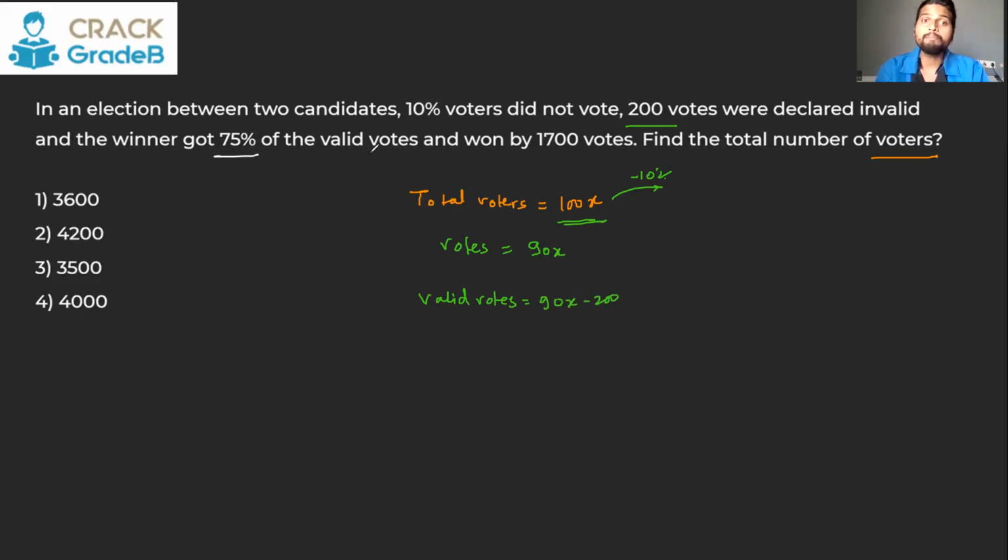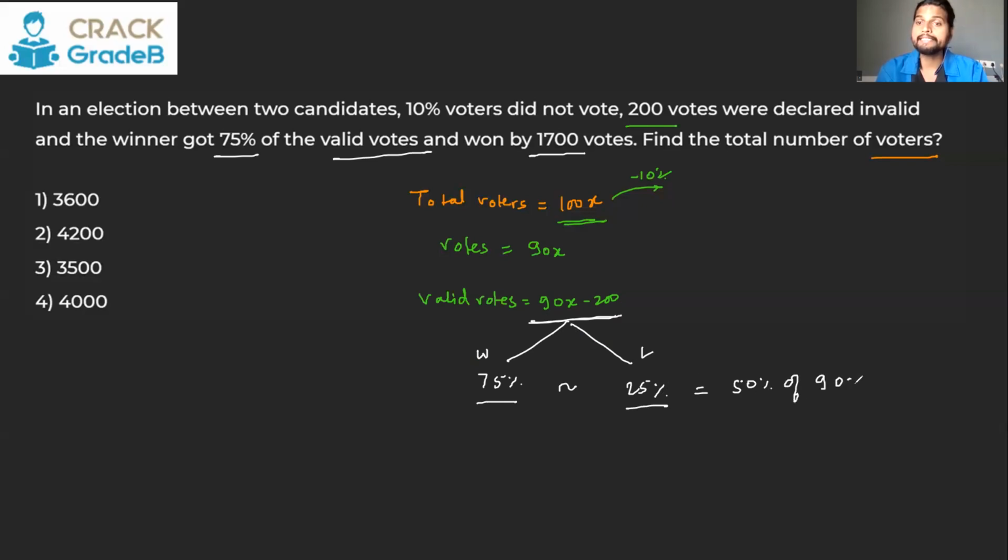The winner got 75% of the valid votes and won by 1700 votes. So the winner got 75% of valid votes. That means the loser is going to get 25% of the valid votes. What is the difference between these? 75% of this number minus 25% of this number. The difference will be 50%. So 50% of 90x minus 200 is the difference between the votes by winner and votes by loser.